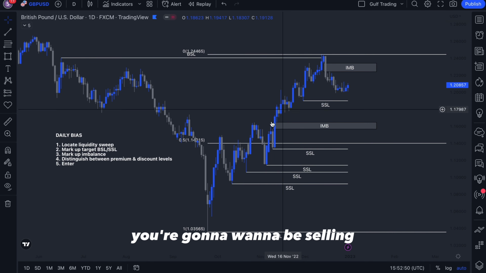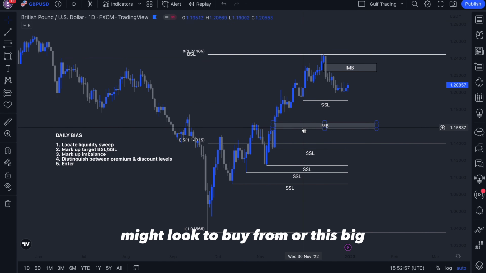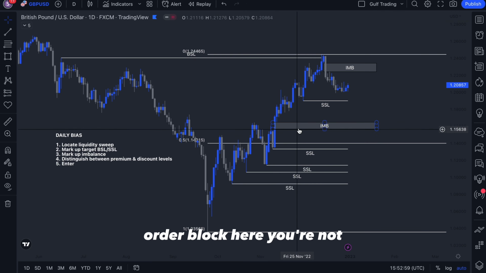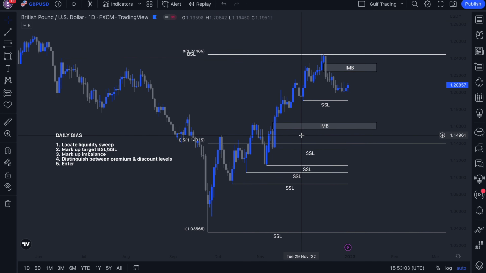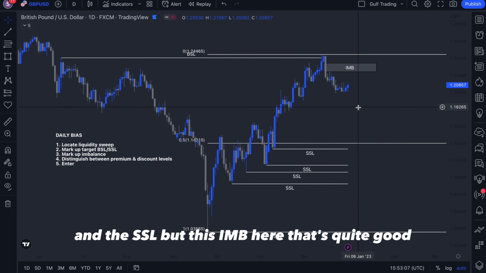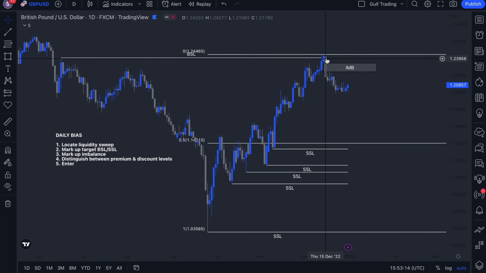You're going to want to be selling in this premium area and buying in this discount area. So any imbalance here that you might look to buy from, or this big order block here, you're not going to be wanting to do that because it's above the 50%. So we can get rid of this and sell liquidity. But this imbalance here, that's quite good. We could sell from that, sell from this order block here. Got a nice daily change of character.